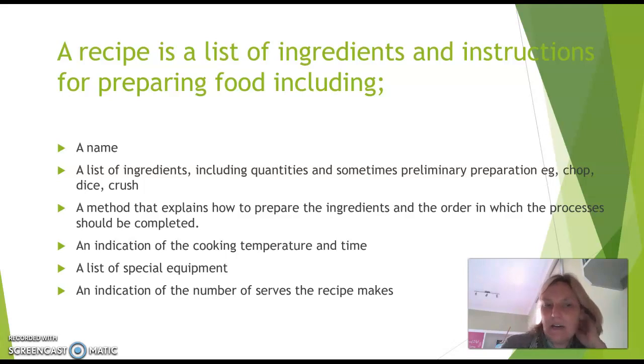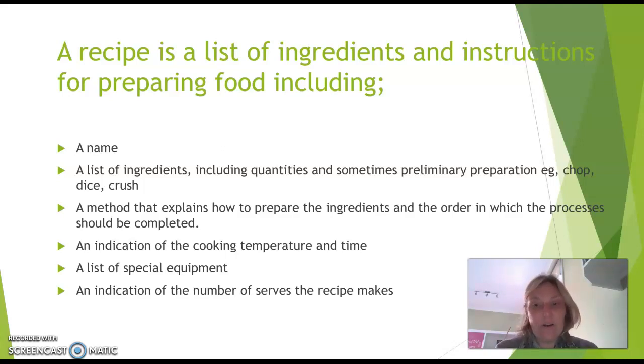Then there'll be a list of special equipment. So it might be that you need a 20 centimeter round springform tin, or a steamer, or a muffin tin. And then it has an indication of the number of serves that the recipe makes. So it might say serves 12, and if you only have 2 people you're cooking for, you'll go, oh, that's a lot of food. So you might choose a different recipe, or you might then cut it down.